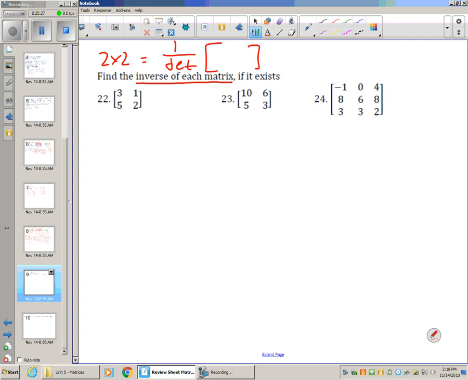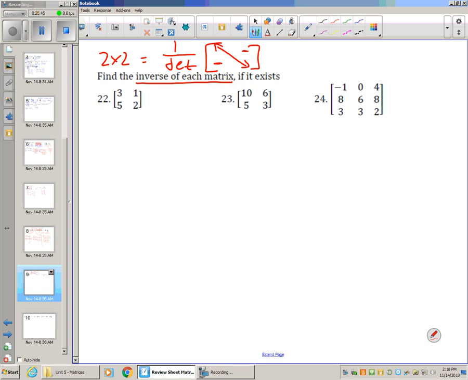Multiplied by, and remember, you're going to switch the first diagonal. Switch whatever those two elements are, and change the sign of the other two diagonals. And that's the formula. Then distribute the 1 over the determinant value through, and you have your final answer.